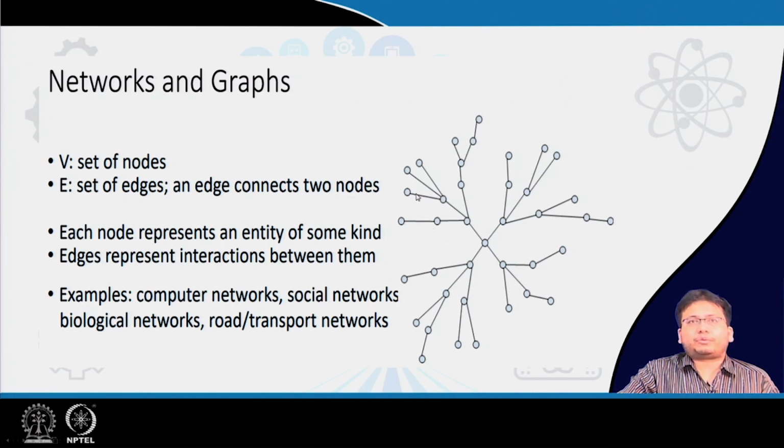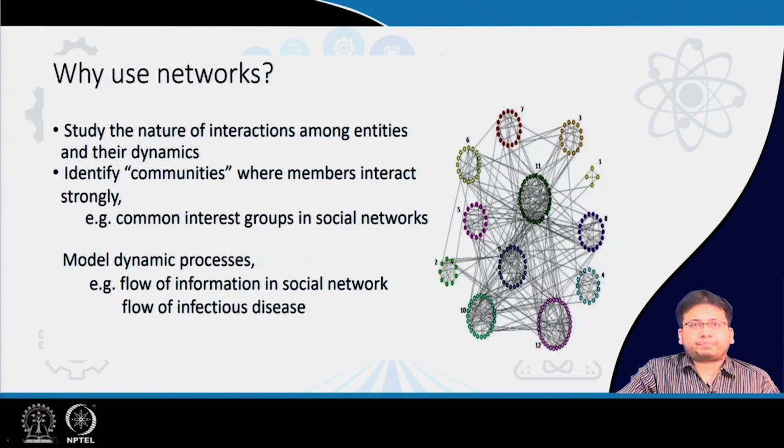So, in a computer network, each of these nodes will be different computers, and two computers which are connected to each other or can exchange data among themselves will be connected by an edge. Similarly, in a social network, all these nodes will denote human beings, and if two human beings are connected socially or if they know each other, then we will put an edge between them.